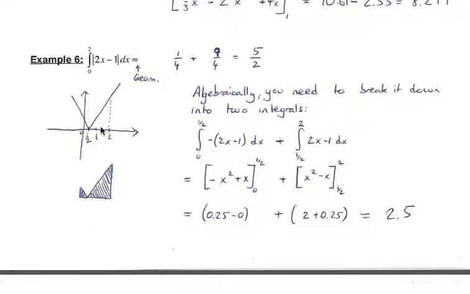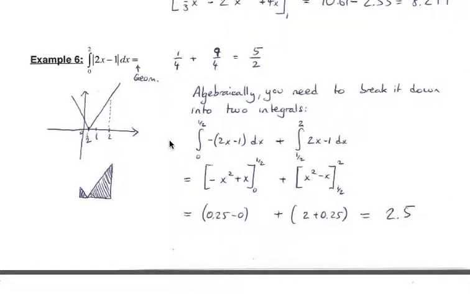So using base times height over 2, I can easily find that the area of this triangle is 1 over 4 and the area of that triangle is 9 over 4. So 1 over 4 plus 9 over 4, the answer is 5 over 2.